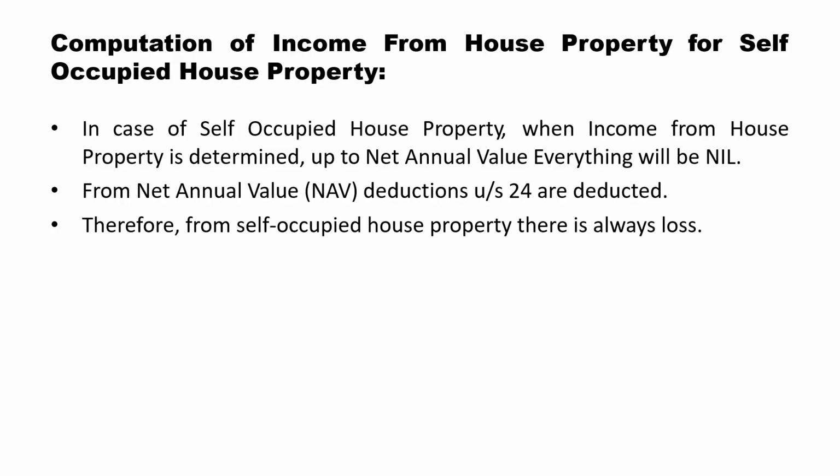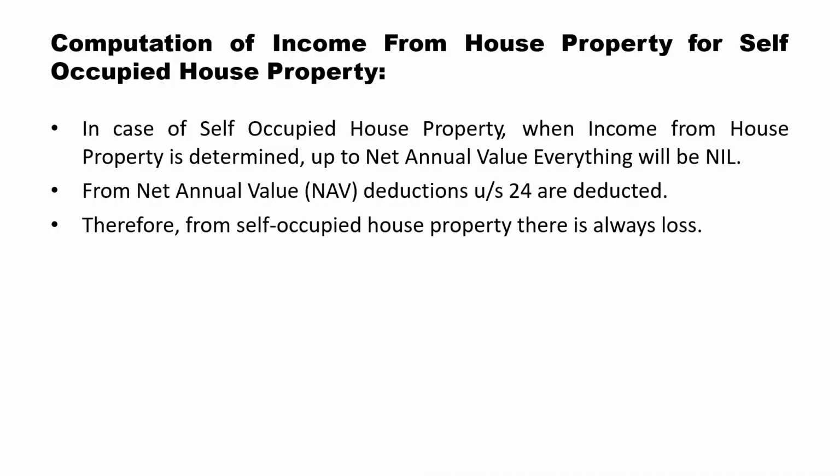So you are deducting it from zero. Suppose it is 2 lakhs, then 0 minus 2 lakhs is minus 2 lakhs. If it is 30,000, then 0 minus 30,000 is minus 30,000. So a minus figure is there. Therefore, from the self-occupied house property, there is always a loss. Okay, understood? In this way, you have to compute the self-occupied house property.